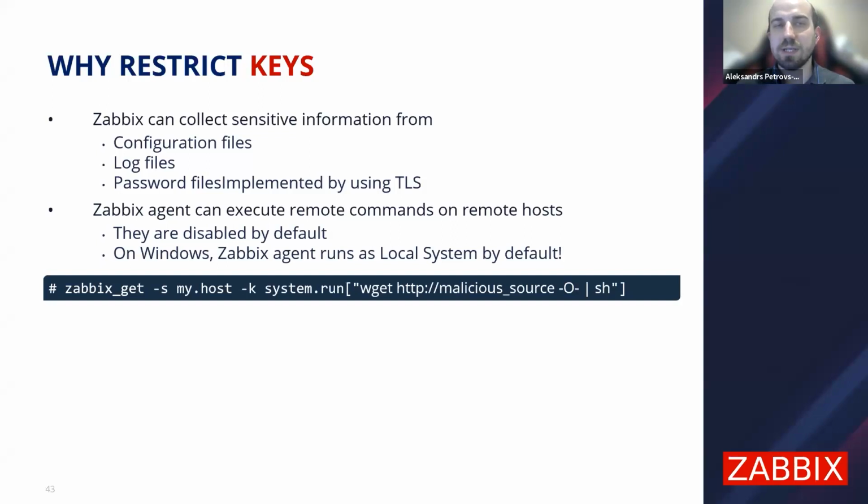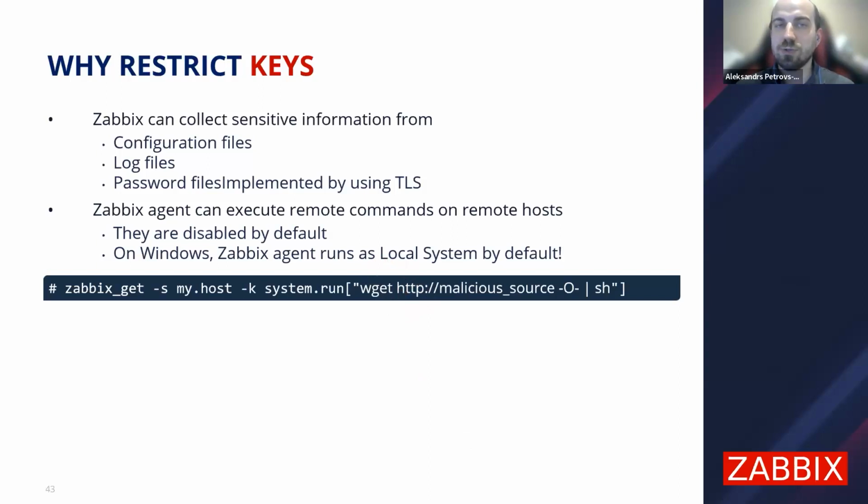And in addition to that, Zabbix agent can actually execute remote commands on the remote host. By default, of course, remote commands are disabled, but still, somebody might enable them. And also on Windows, Zabbix agent runs as local system by default. So someone then can run some sensitive command or again, download some malicious source.